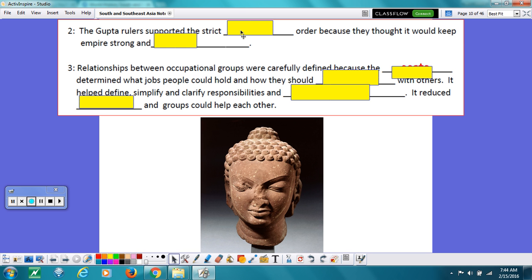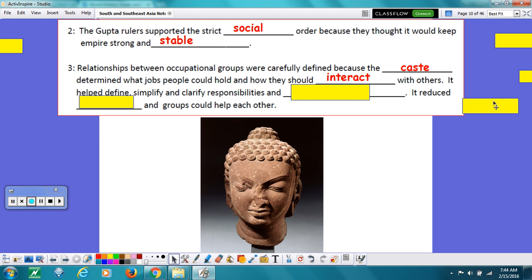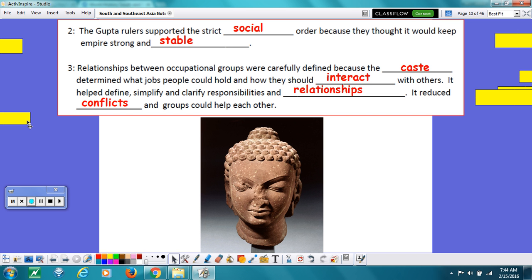The Gupta rulers supported strict social order because they thought it would keep the empire strong and stable. The relationship between occupational groups was carefully defined because of the caste. It determined what jobs people could hold and how they should interact with others. It also helped define, simplify, and clarify responsibilities and relationships. It reduced conflicts, and groups could help each other.